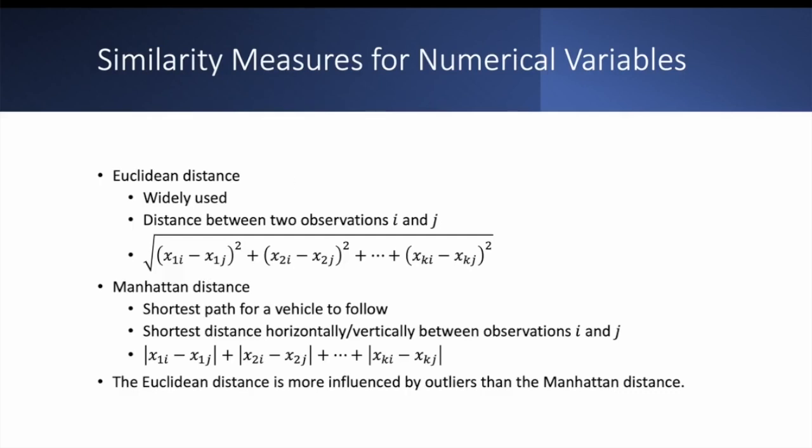The second technique that we are going to use is Manhattan distance. Manhattan distance is the shortest distance between two observations if you are only allowed to move horizontally or vertically. And this refers to the city of Manhattan, by the way, which is laid out in rectangular blocks. Manhattan distance between two points is the shortest path for a vehicle to travel from one point to another in the city. And how can we calculate this?